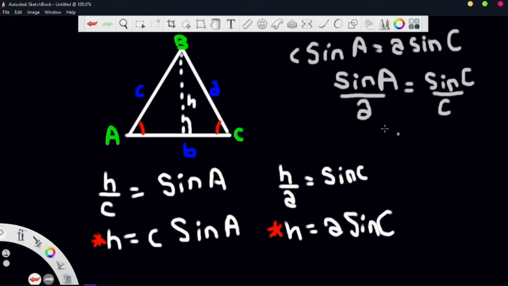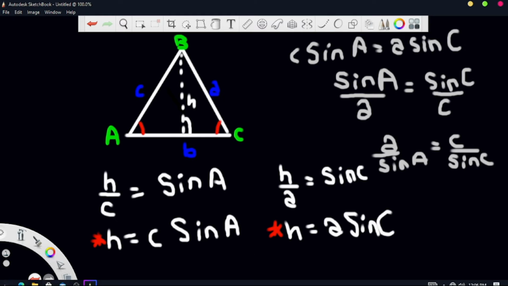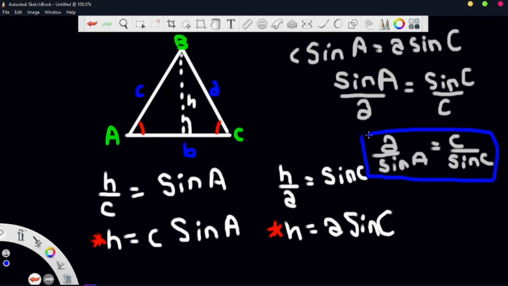Now, notice that we can reciprocate this and have a over sine A is equivalent to c over sine C. Hence, we have our sine rule. So this right here is our sine rule.